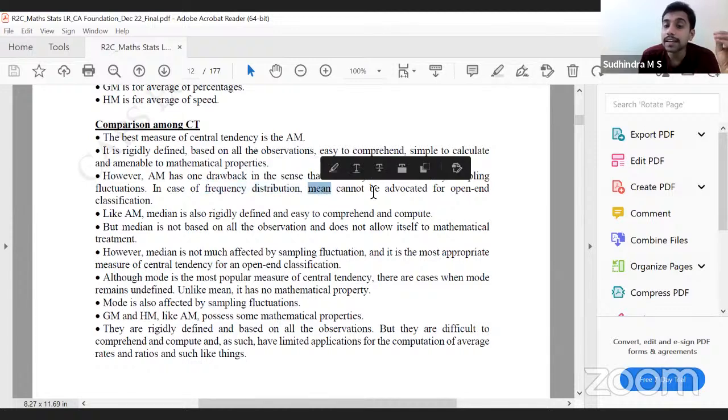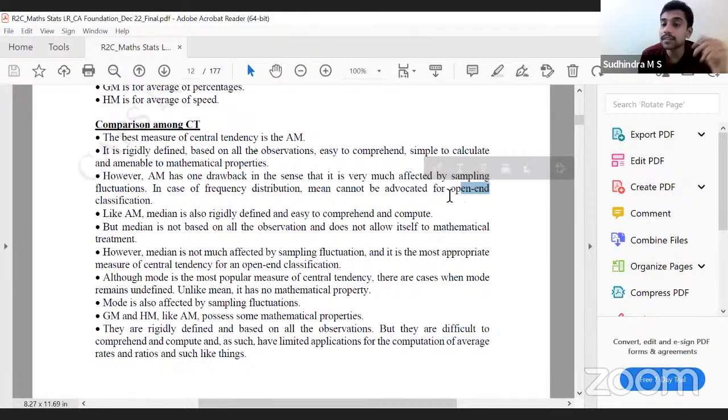mean cannot be calculated for open-ended classification. What are open-end class intervals? If the first class interval does not have a lower limit, like less than 10, or the last class interval does not have an upper limit, like greater than 100, these are open-ended class intervals. In such a case, I cannot calculate the midpoint. Therefore, calculation of the arithmetic mean is not possible.